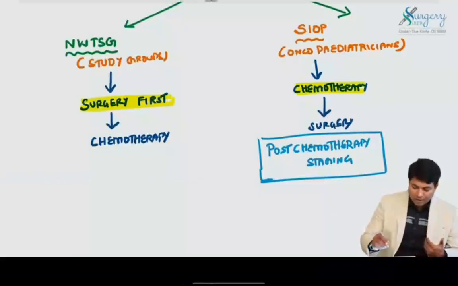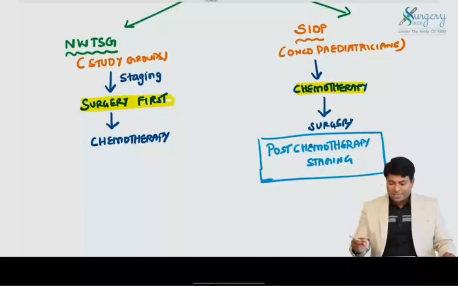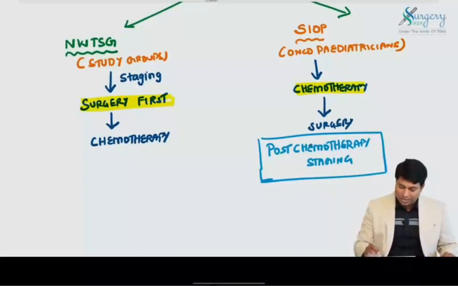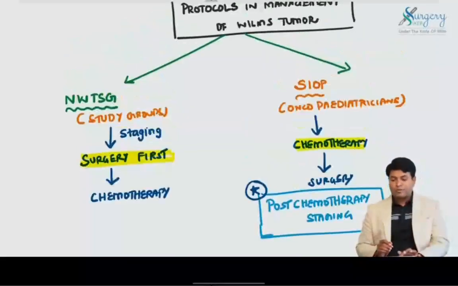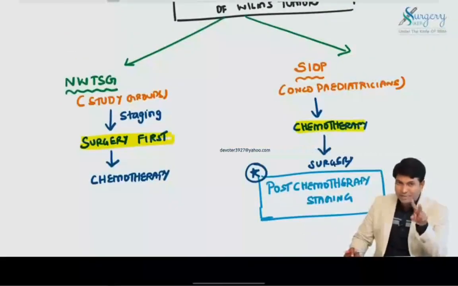Normally, the moment you see a patient, we stage the patient. Staging will be done, followed by surgery, followed by chemotherapy. But in SIOP patients, the staging is done only after giving chemotherapy. This question is asked in exam: in which group of study do they do post-chemotherapy staging? SIOP will do post-chemotherapy staging. So please don't forget these two protocols. It is especially asked in AIIMS, not asked in PGME.